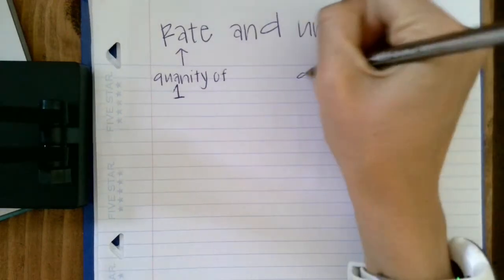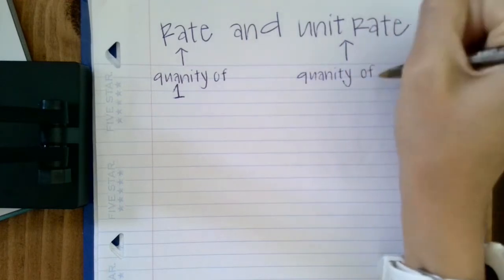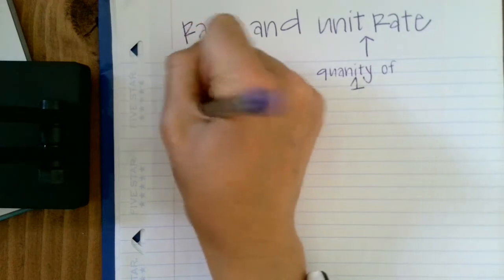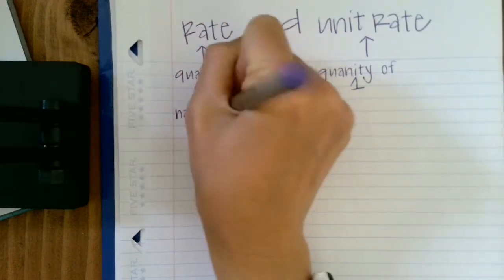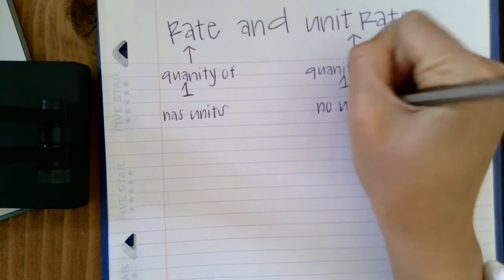Unit rate is also a quantity of one. So how far in 1 hour? How long did it take you to run 1 mile? They both are expressed in quantities of one. They're a ratio expressed in quantities of one. And the difference is rate has units. And crazy enough, unit rate has no units.